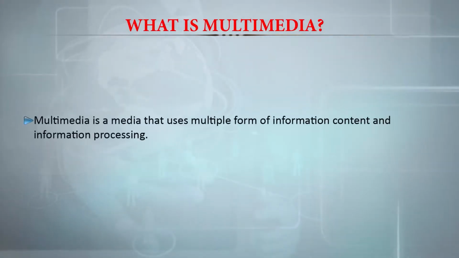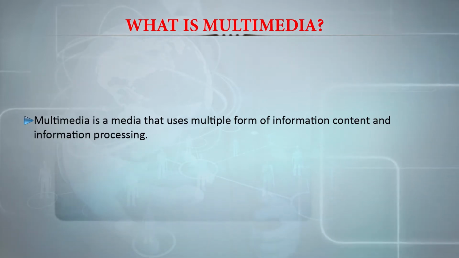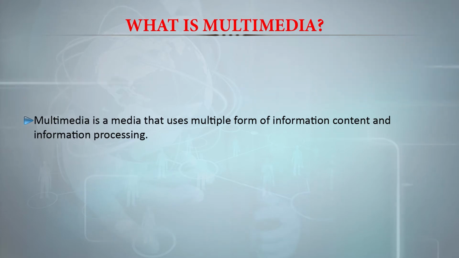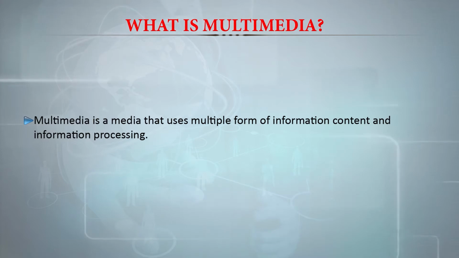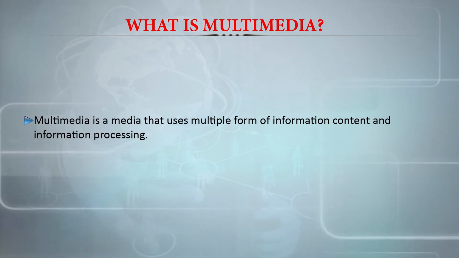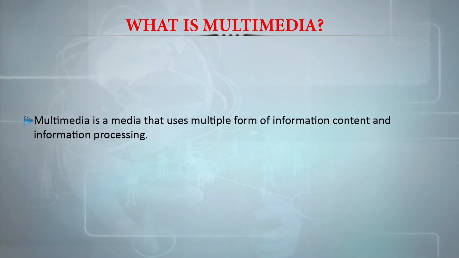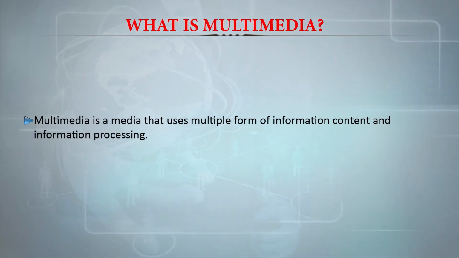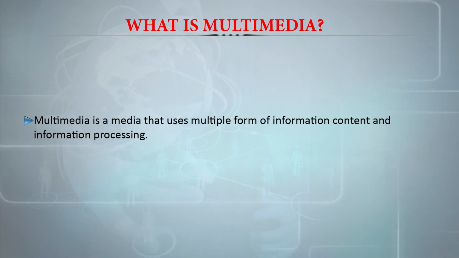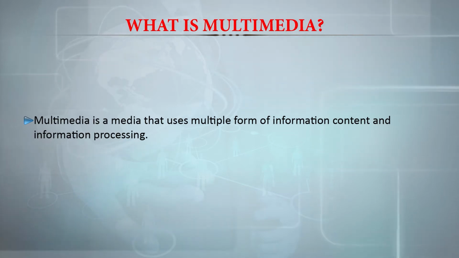And next, also a very simple definition is that multimedia is a media, because we are using the media as an output phase. So, the media that uses multiple forms of information. So, what is multiple form? We already discussed that multiple forms are audio, video, animation and graphics, or otherwise also navigation and interactivity. That is also there. I will explain what is navigation and interactivity also in this video.